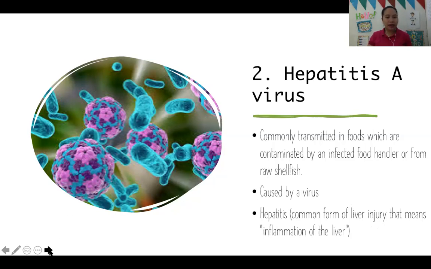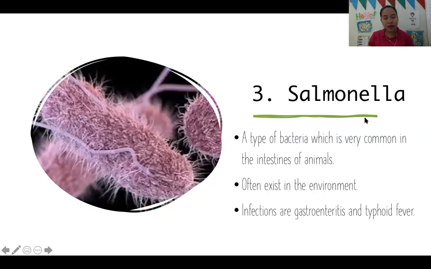So, we also have Salmonella. The Salmonella is a type of bacteria. Look at it. I can't really stand looking at it. This is a closer look of Salmonella. It's colored pink. Yes. So it's a type of bacteria which is very common in the intestines of animals. So siya makikita siya sa intestine of animals. Okay? So it often exists in the environment.